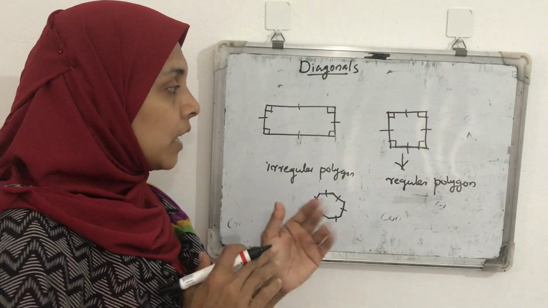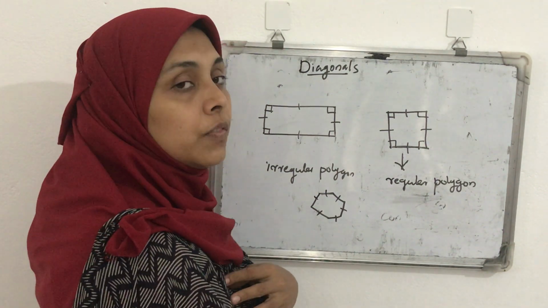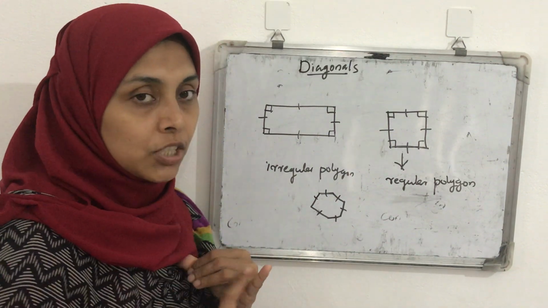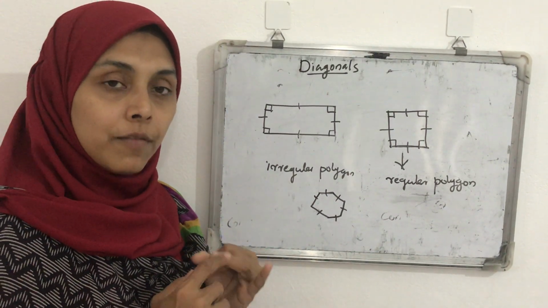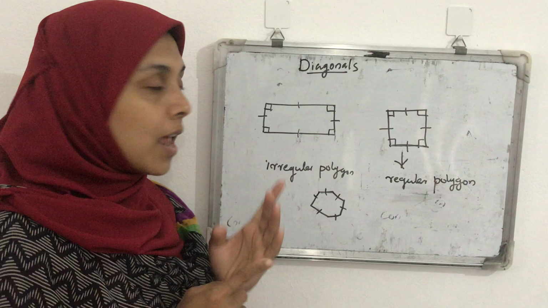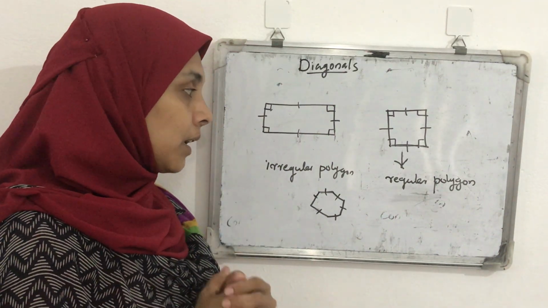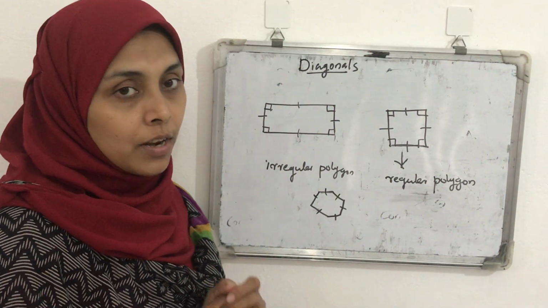Okay. So that much we discussed today. First one is diagonal, and next we discussed what convex and concave polygons are, and last we discussed what regular polygon and irregular polygon are.